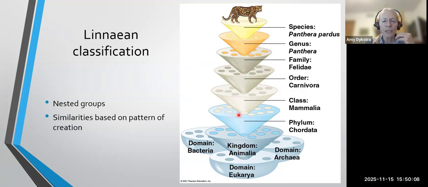And so we just continue on down to the domains, and you likely are aware that there are three domains. Within domain Eukarya are the kingdoms: plants, animals, fungi. Within the animal kingdom, there are many phyla, and one of those phyla is the chordates, which includes all the vertebrates, and one class of vertebrates are the mammals. So Linnaeus had the idea of these nested groups, and he conceived of the similarities in these organisms as being based on the pattern of creation.